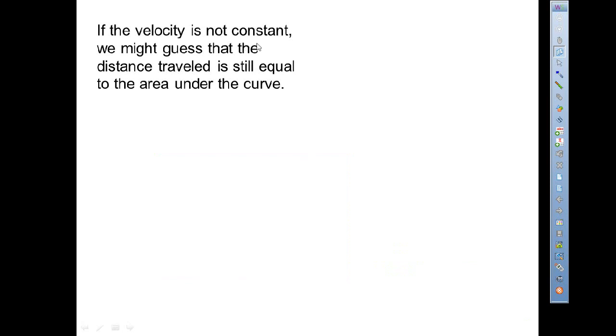Now, if the velocity is not a constant value, we might guess the distance traveled is still equal to the area under the curve, and we would find that that is true. So go ahead and file that away. If we have the velocity function and we find the area under the curve, then that area is the distance traveled or the displacement. We'll talk about both of those in a later section.